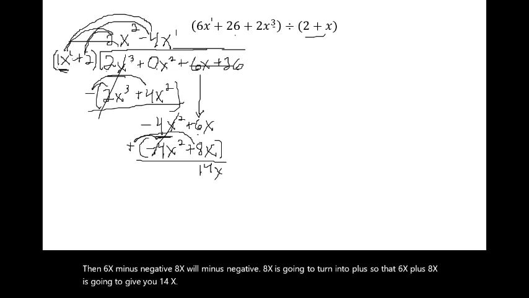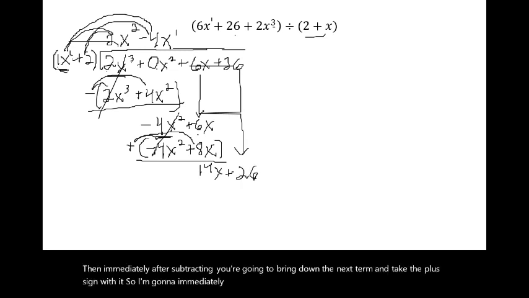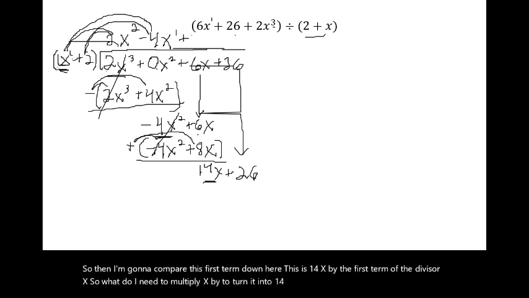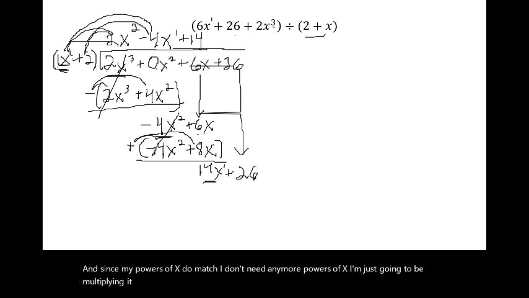Then immediately after subtracting, you're going to bring down the next term and take the plus sign with it. So I'm going to immediately bring down the plus 26. So then I'm going to compare this first term down here, this 14x, by the first term of the divisor x. So what do I need to multiply x by to turn it into 14x? Well, I need to multiply it by positive 14 to start. And since my powers of x do match, I don't need any more powers of x, so I'm just going to be multiplying it by 14.